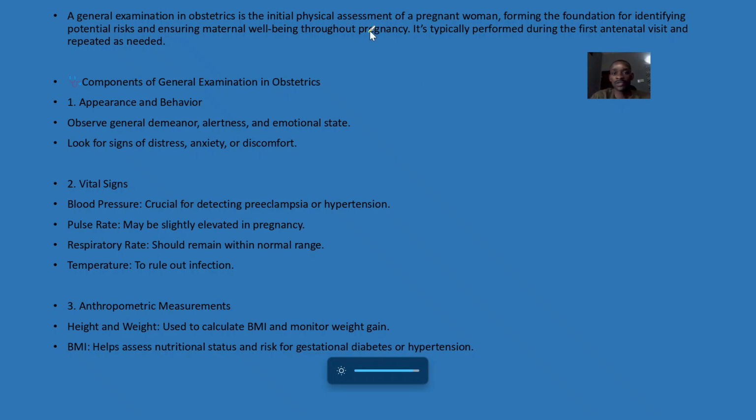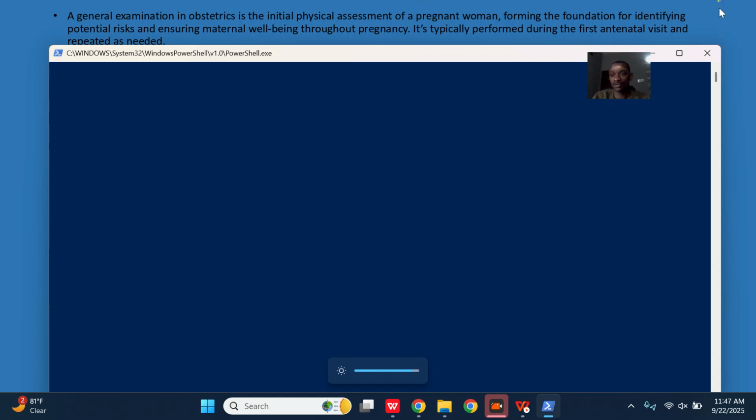First of all, it is the initial physical assessment of a pregnant woman. It forms the foundation for trying to identify if any risk will come up. You are also trying to identify that the mother is still healthy, and that the baby is also healthy. This can be done throughout the monitoring that is done throughout pregnancy.